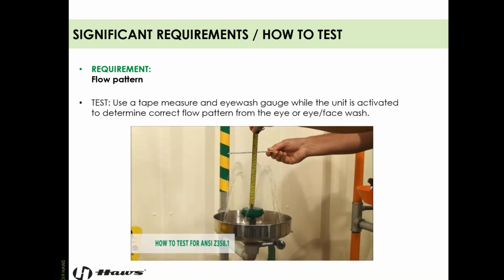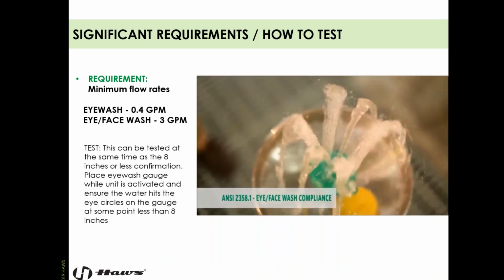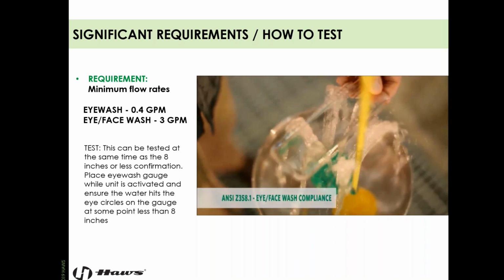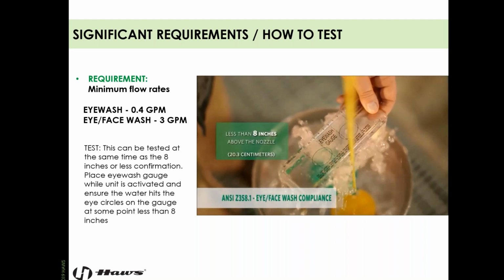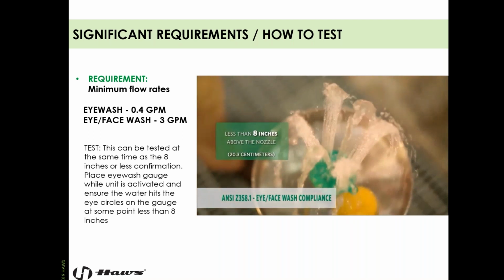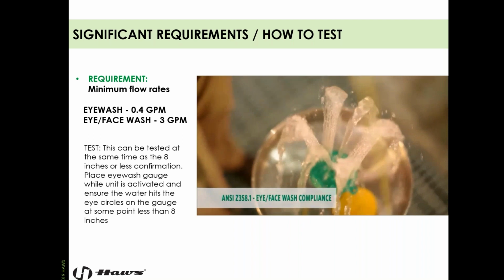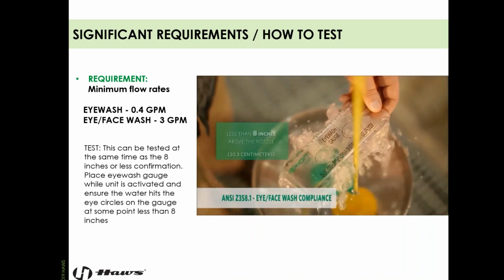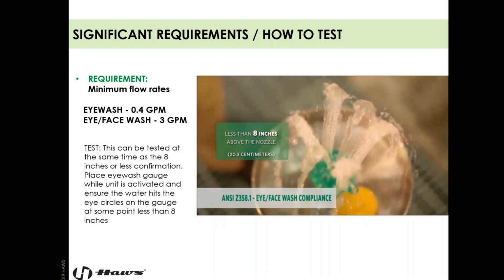Now use the tape measure, measure up 8 inches, put the gauge there, slowly lower it. Now what you're trying to accomplish is this. This is the overhead view. Watch the 2 eye streams in the middle. It's meeting the eye circles. This is going to meet a human being's eyes perfectly. It's usable. And by doing this, we're ensuring this is getting the correct GPM. Okay, anywhere under 8 inches, and it's perfectly compliant.